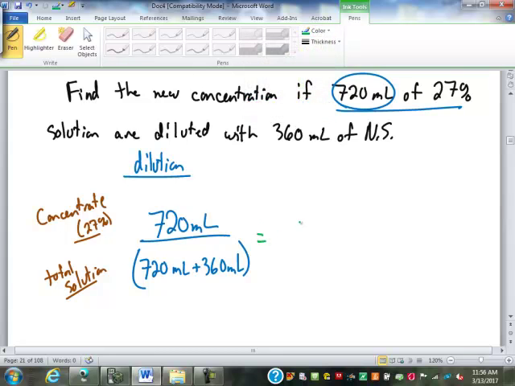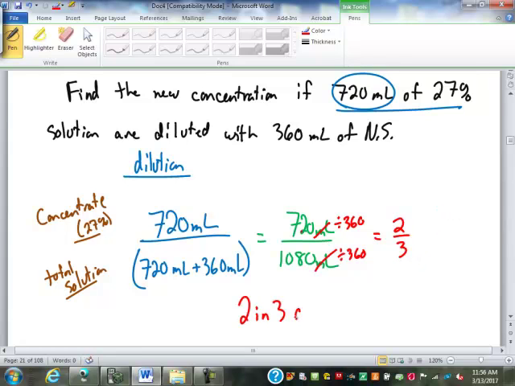So that puts us at 720 milliliters over 1,080 milliliters. The milliliters have the same unit, so we can cancel off the milliliters. Both of these will be divided by 360. 720 divided by 360 is 2. 1,080 divided by 360 is 3. So this is a 2-in-3 dilution.